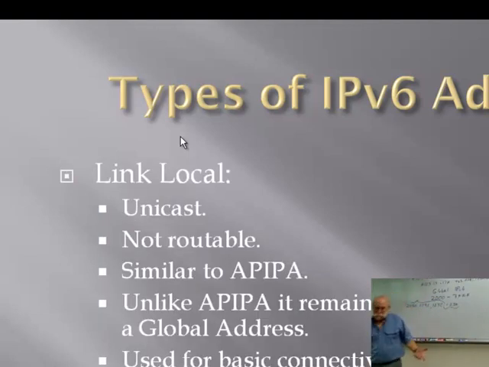Link local. Everybody gets a link local. Every interface in your machine gets a link local. It's like the 169 APIPA address. It starts out with FE80 always. So you see an FE80, that's your link local. It's not routable, and it doesn't go away when you assign another address to the interface.